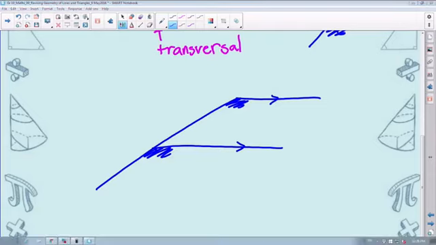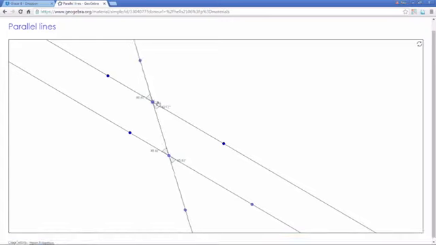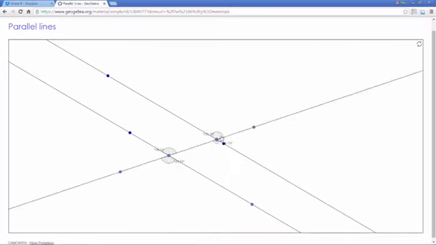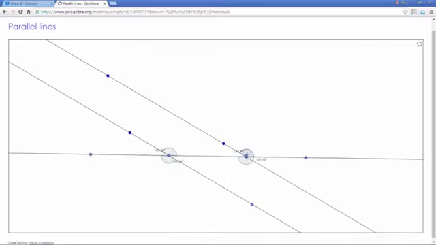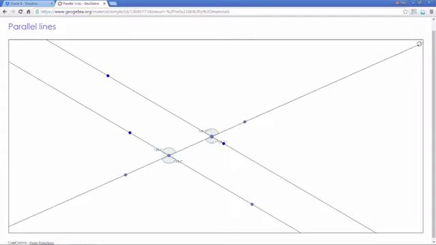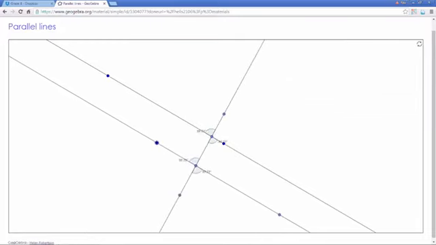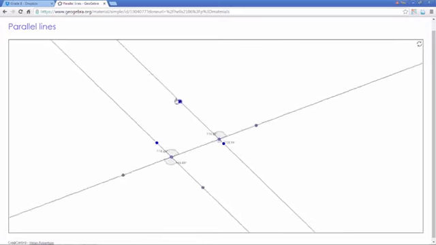So let's go back to our GeoGebra drawing, and I'm going to just play with this to make it look more like what we have. Can you see the corresponding angles? At this point, something went haywire there. At this point, the corresponding angles are 125.7 degrees and 125.7 degrees. Now, do you think that if these lines weren't parallel, they would still have that same relationship? The answer is no.